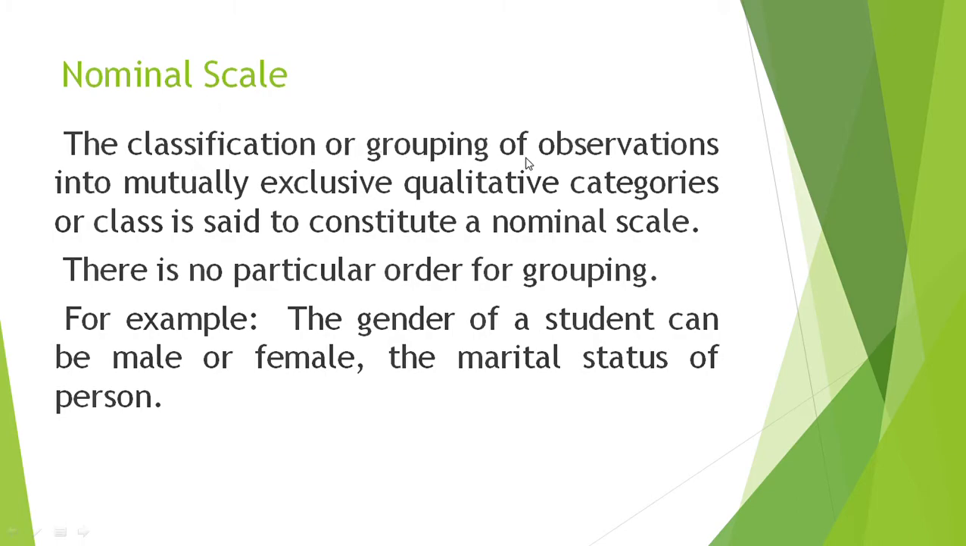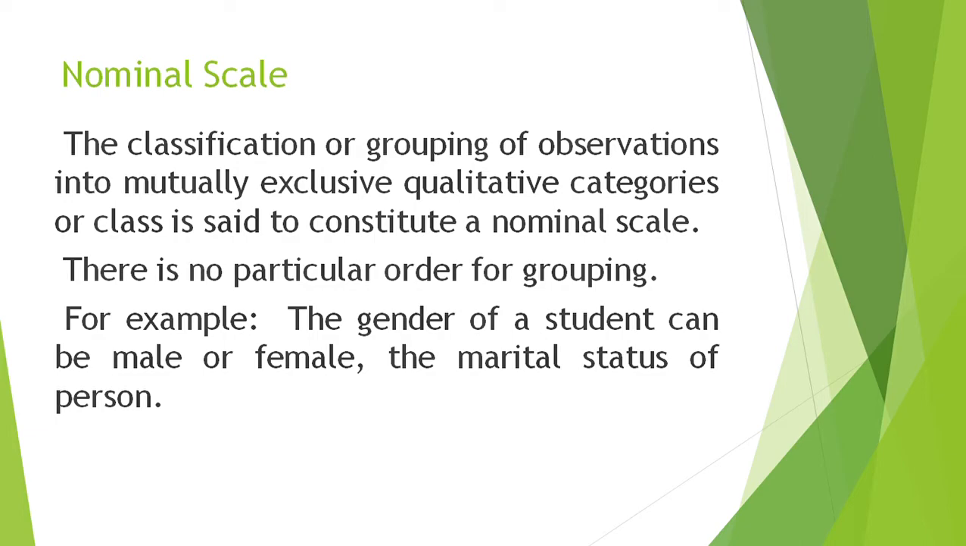the classification or grouping of observations into mutually exclusive qualitative categories or classes is said to constitute a nominal scale. There is no particular order for grouping. For example, the gender of a student can be male or female, or the marital status of a person. Okay, nominal scale and ordinal scale both are for qualitative variables.